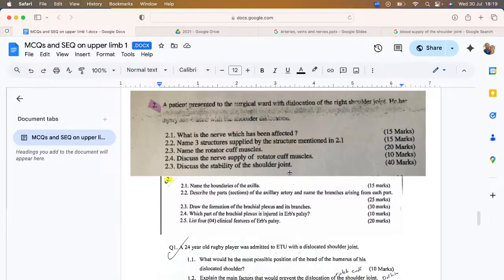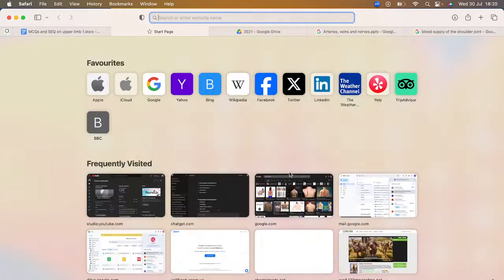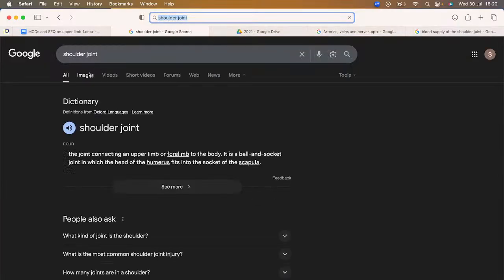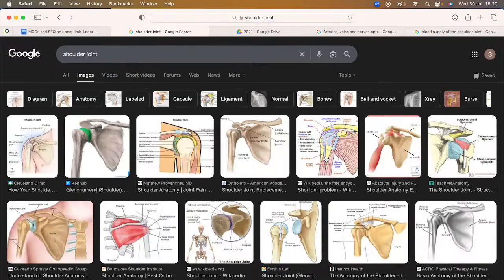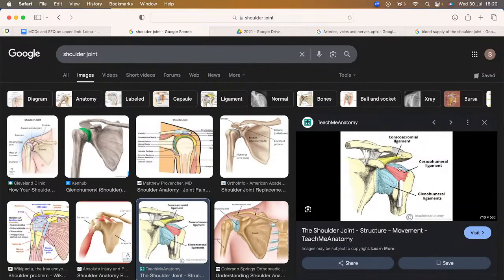So that's where we include the ligaments, and you can name here all the ligaments that are involved in the attachment of the shoulder joint. So you can start with the glenohumeral ligaments. So let's take actually a picture of the shoulder joint to help us out. Okay, so we can have a look at this one.